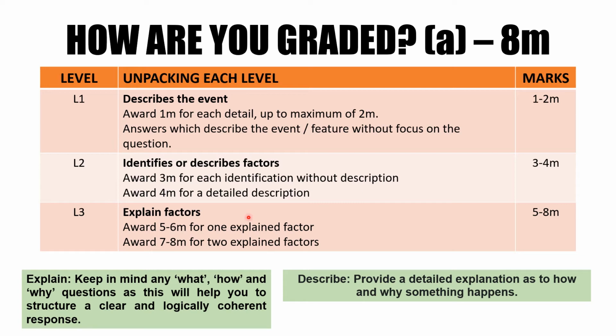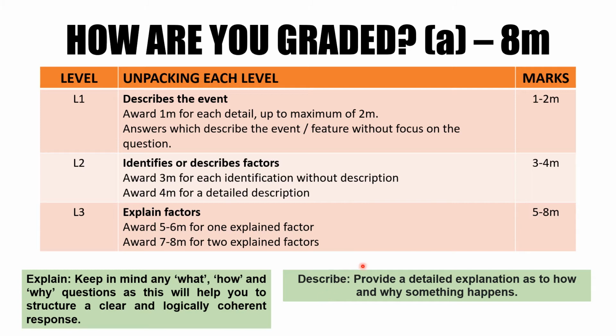Now for level 3, it is about explanation, and it ranges between 5 to 8 marks. So if you're able to explain one factor well, it is 5 to 6 marks. If you're able to explain 2 factors, it is between 7 to 8 marks.